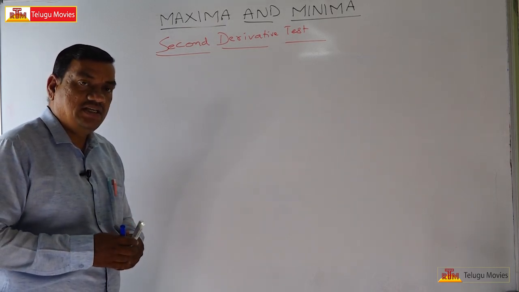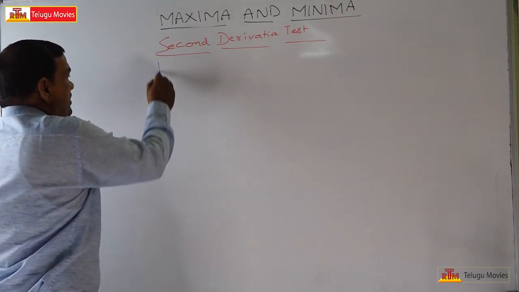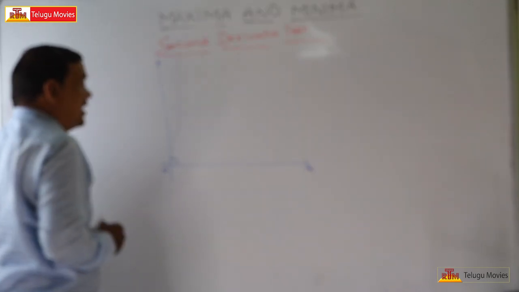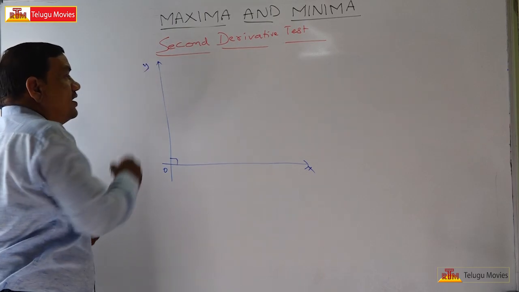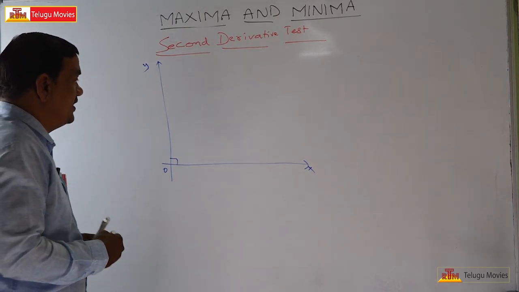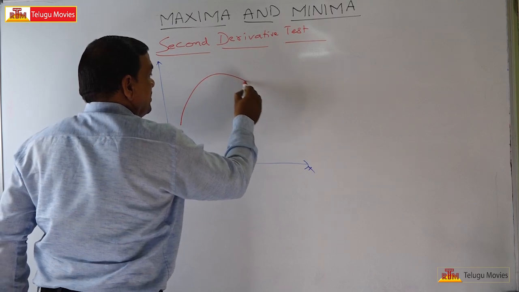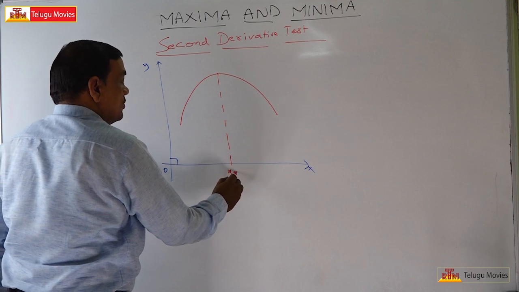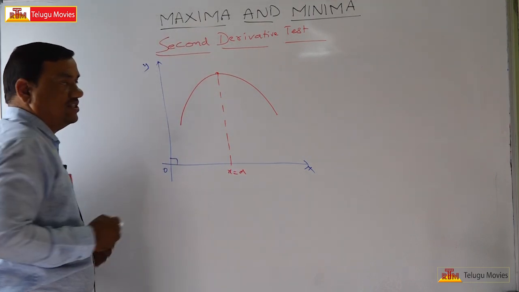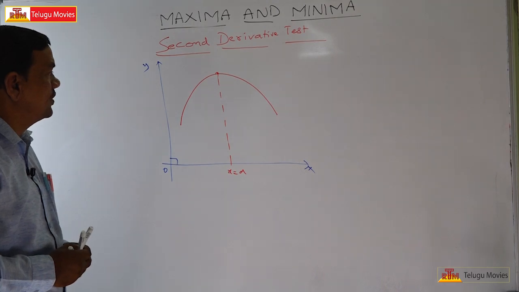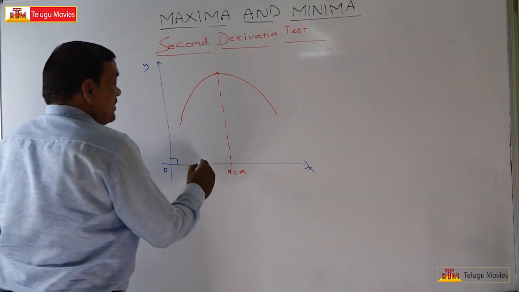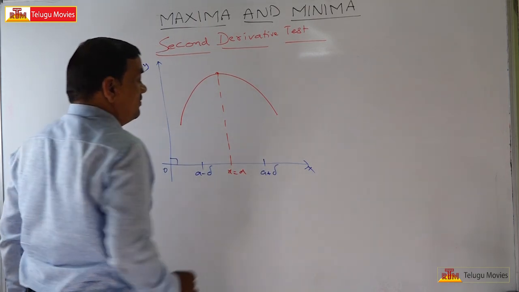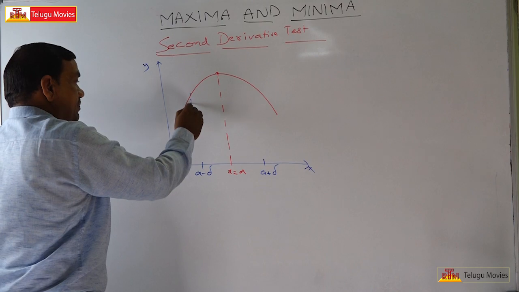Let us see this concept. Let us take this as the x-axis and this as the y-axis, with origin 0. There is a function like this in a certain interval, it is going like this. Right at x is equal to a, it has a local maxima. Now let us take some neighborhood, this is a minus delta and this is a plus delta. In the neighborhood of a minus delta and a plus delta, observe here.